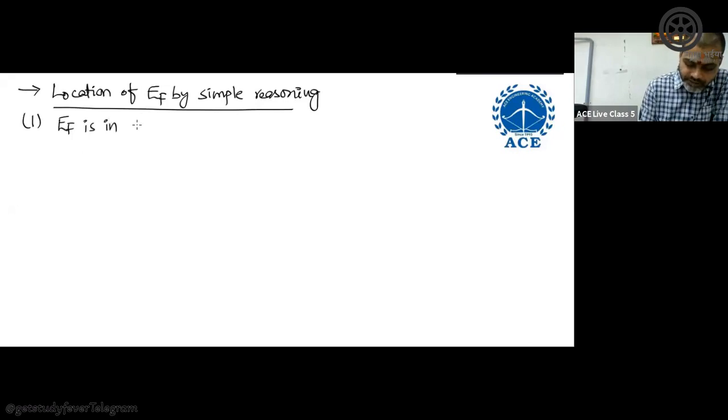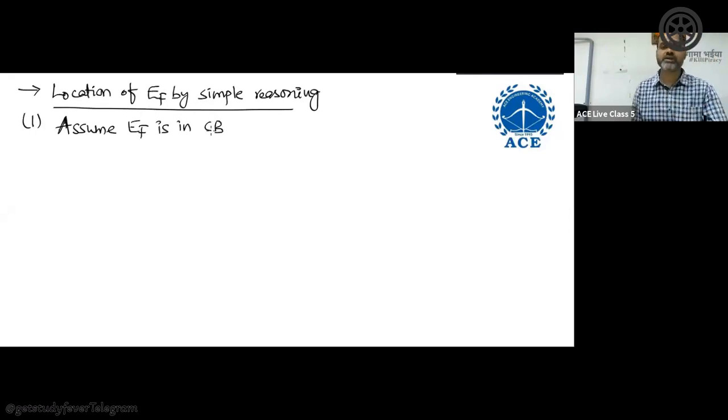Let us consider the first assumption: EF is in the conduction band, CB. This is my assumption. Let me write that and then we'll check. Assume EF is in the conduction band. Now we'll try to check whether this is correct or not.